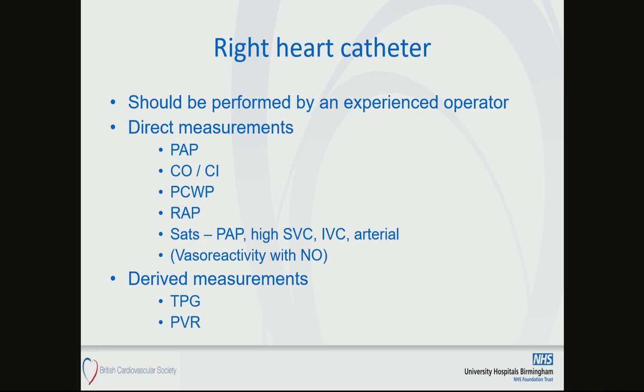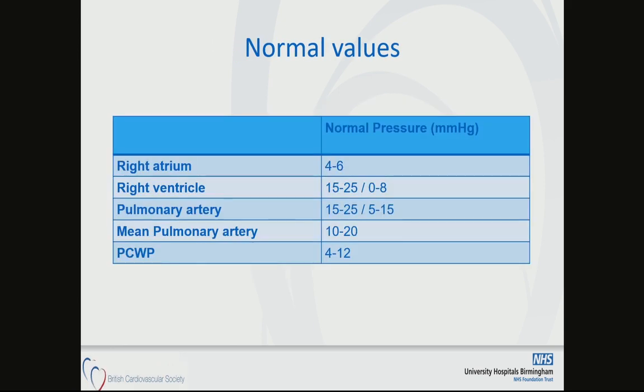Vasoreactivity with nitric oxide, that's only for people who have got idiopathic pulmonary hypertension or hereditary pulmonary hypertension, so you wouldn't do it routinely. And that's trying to identify who might respond to calcium channel blockers. Okay. From that, you can then have derived measurements of your transpulmonary gradient and your pulmonary vascular resistance. And then that's just for revision. These are your normal values.